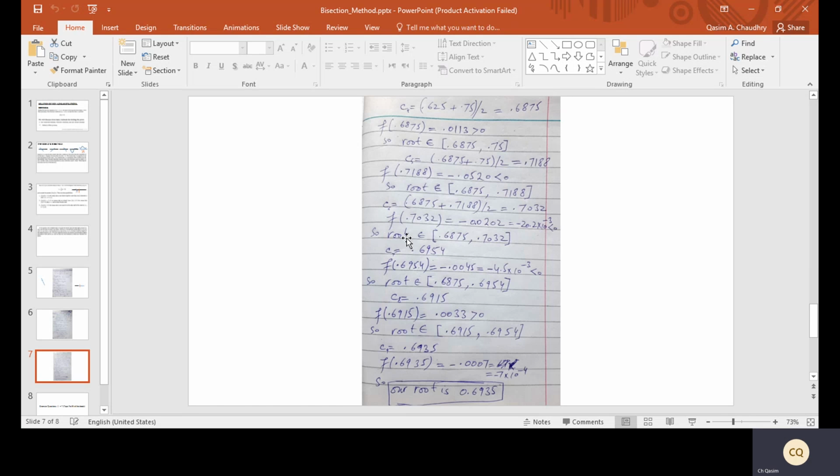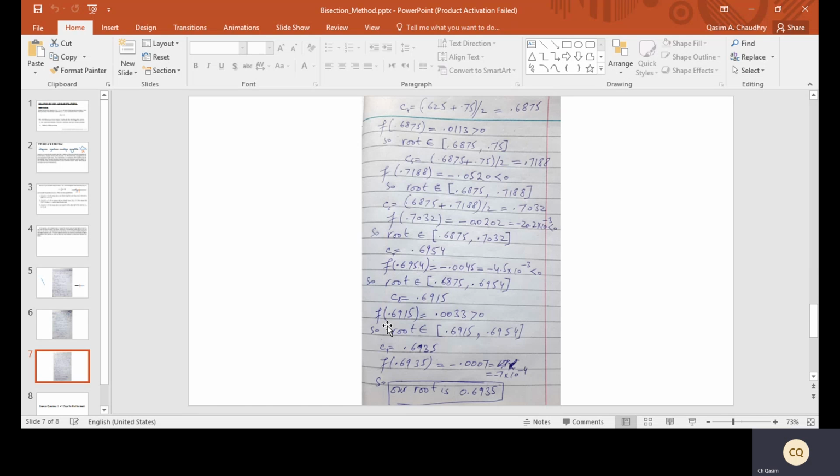So students, now the root belongs to this one, and similarly C7 is this one, and now C8, and finally C9 is this one. And here the functional value is minus 0.0007, or minus 7 into 10 raised to the power minus 4. So finally, what is your root? Root is 0.6935 after 9 iterations. Here you can see, after 9 iterations you have this root.